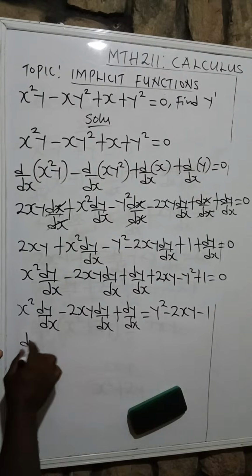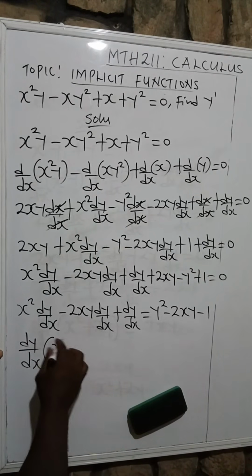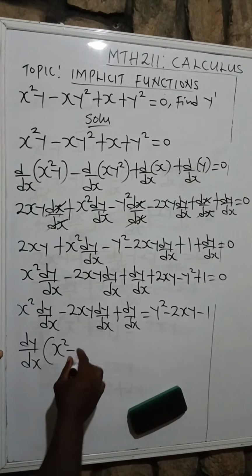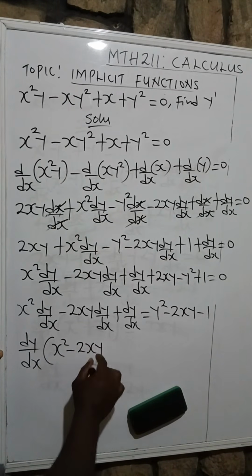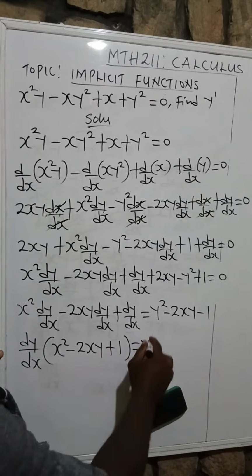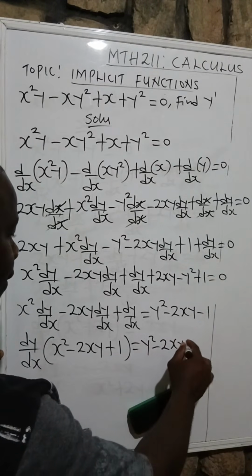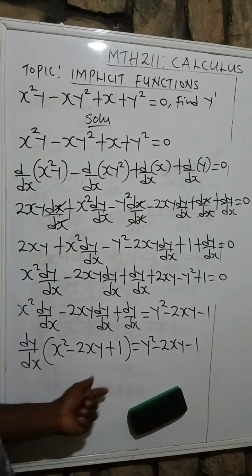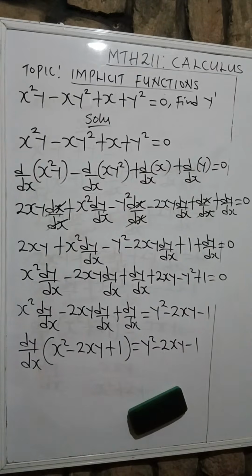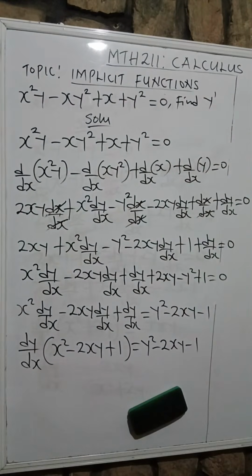We factor out dy all over dx, open bracket, x squared minus 2xy plus 1, equals to y squared minus 2xy minus 1. Amen. Look at the board, please. Hope you are following.